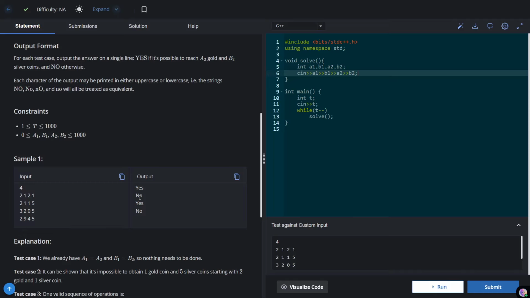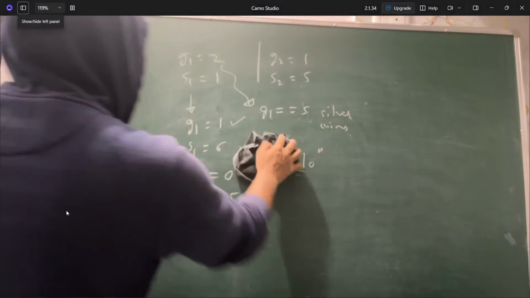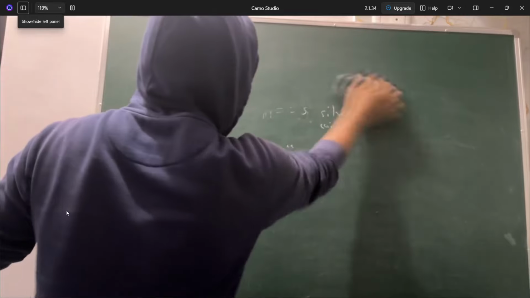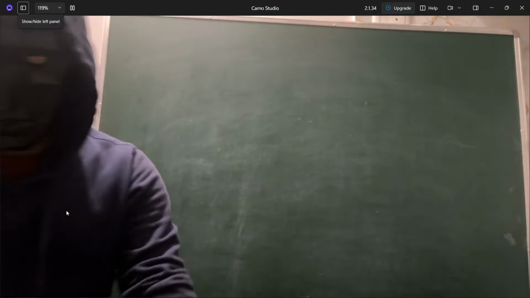So we have here... So let's try to take this one, 3205, and let's try to understand how we will be solving this. It is a good problem. What was the question? 3205.